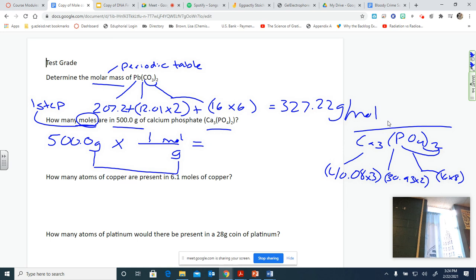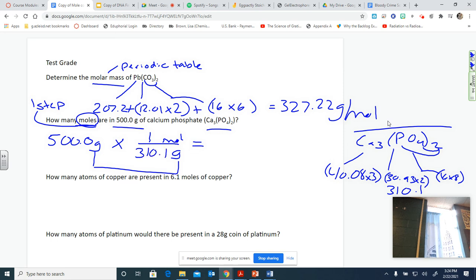Still same way I did number 1. I'm just going to add all the big numbers up. So 40.08 times 3. Hit enter. Then I'm going to add 30.97 times 2. Then press add. 16 times 8. Hit enter. And I get 310.1. So that is the molar mass of calcium phosphate. So that is the mass that goes here.